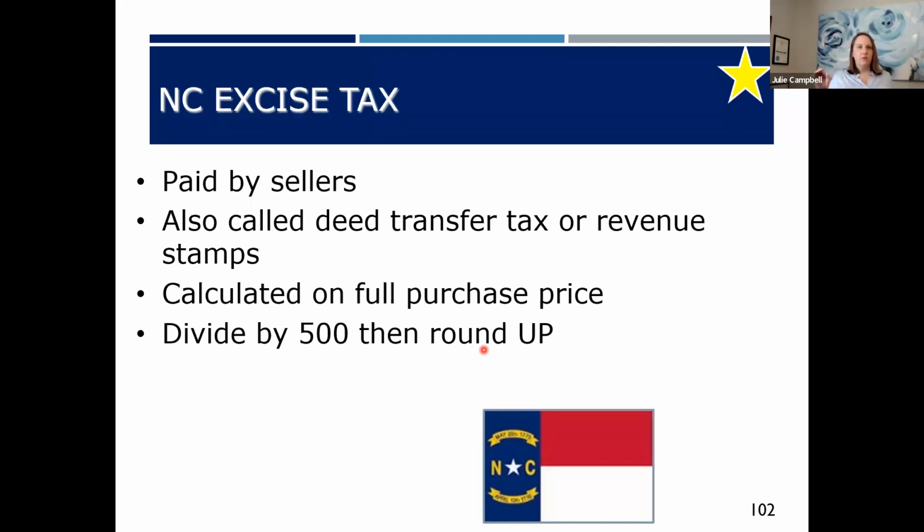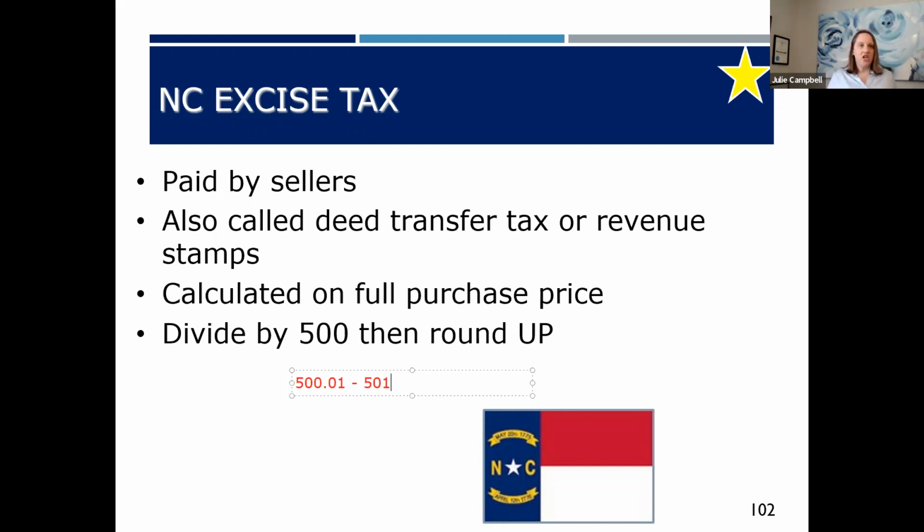Here's the trick with excise tax. With excise tax, you're never going to have change. Excise tax is always going to be a whole number. So you take the purchase price, you divide it by 500, and then you round up to the nearest whole number. Always round up. Let's say you take your purchase price, you divide it by 500, and you get $500.01. We always round up. Take everything you thought you knew about rounding, throw it out the window.